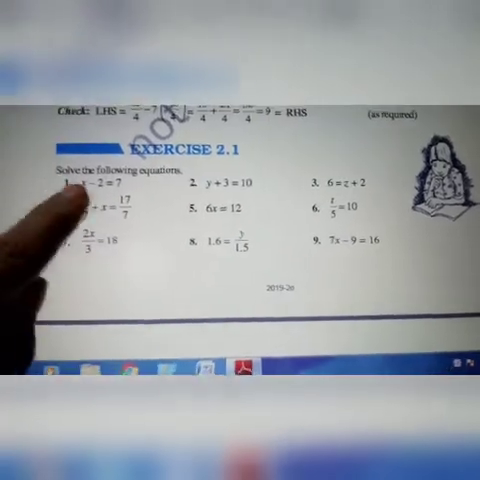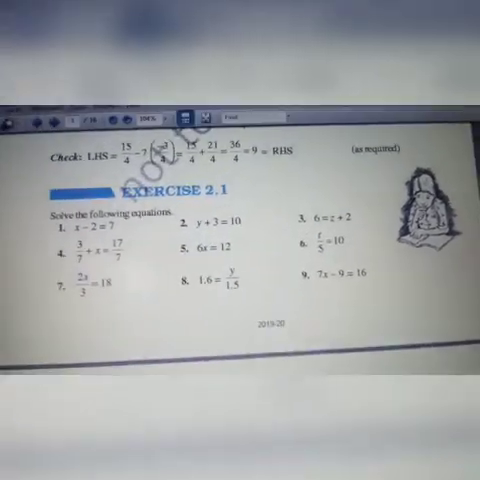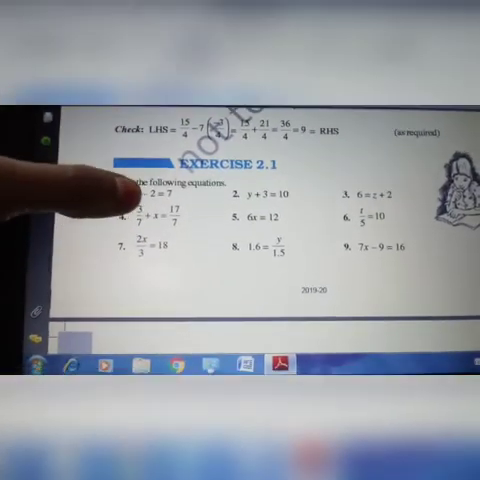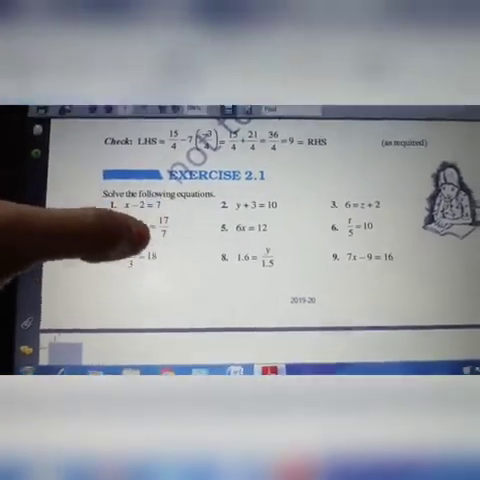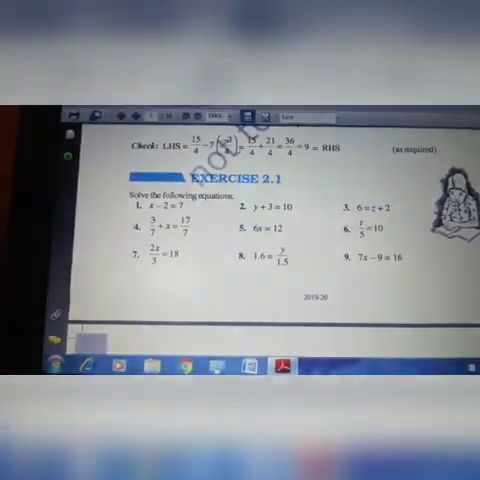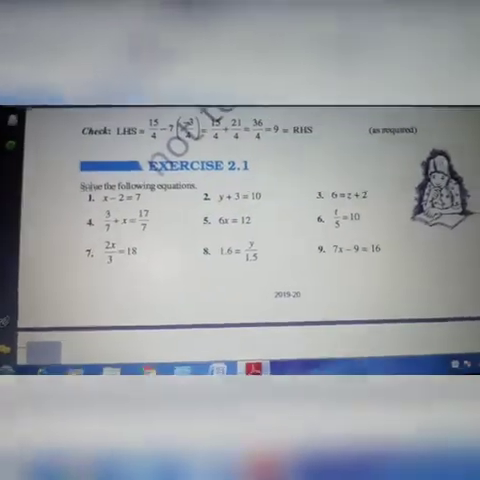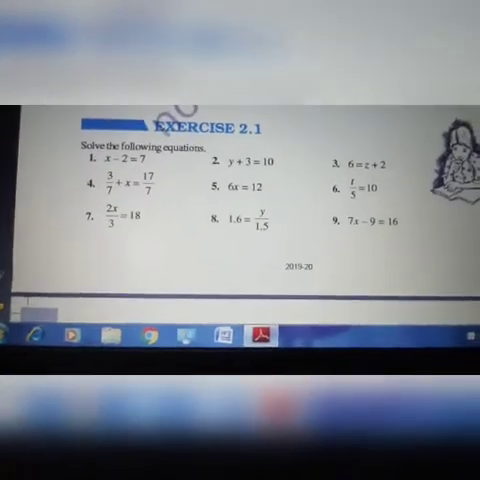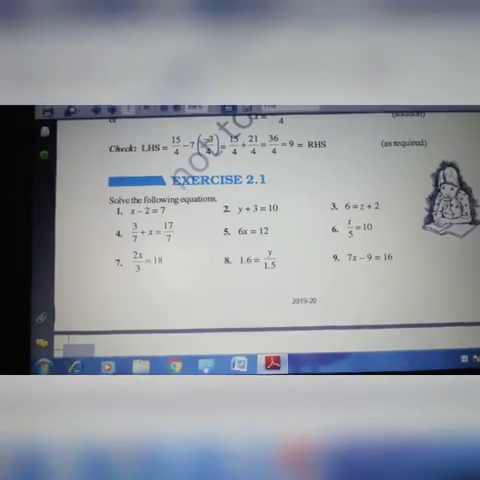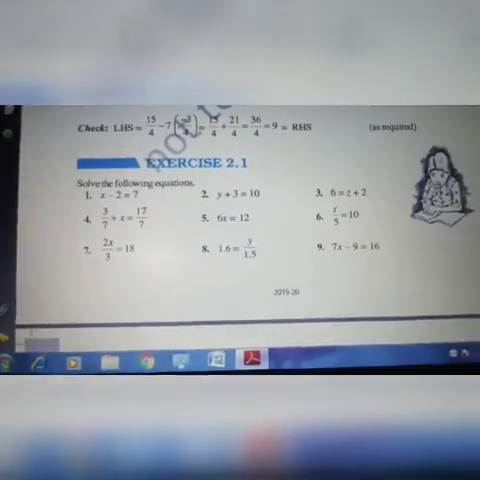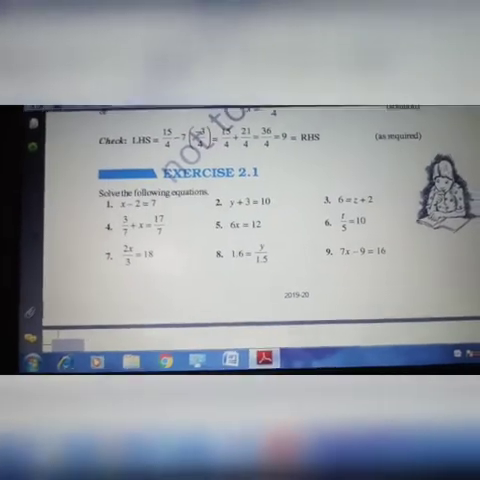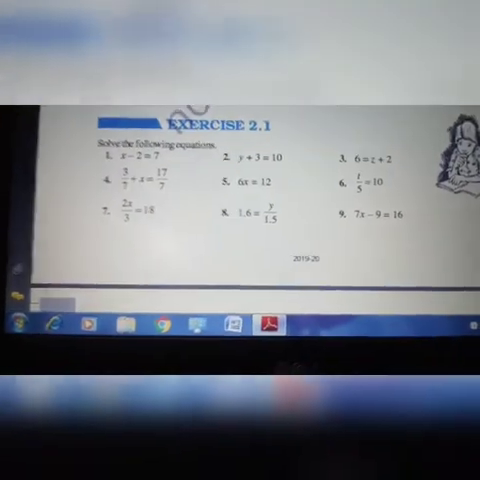Okay, they have given only one variable on one side, and all the others are constants. So what you will do is keep the variable on one side and bring all the constants to the other side. If it is plus on this side, when it goes to that side, it becomes minus. If it is minus on one side, when it goes to that side, it becomes plus. If it is multiplied, when it goes to that side, it becomes division. If it is division on one side, when it goes to that side, it becomes multiplication.